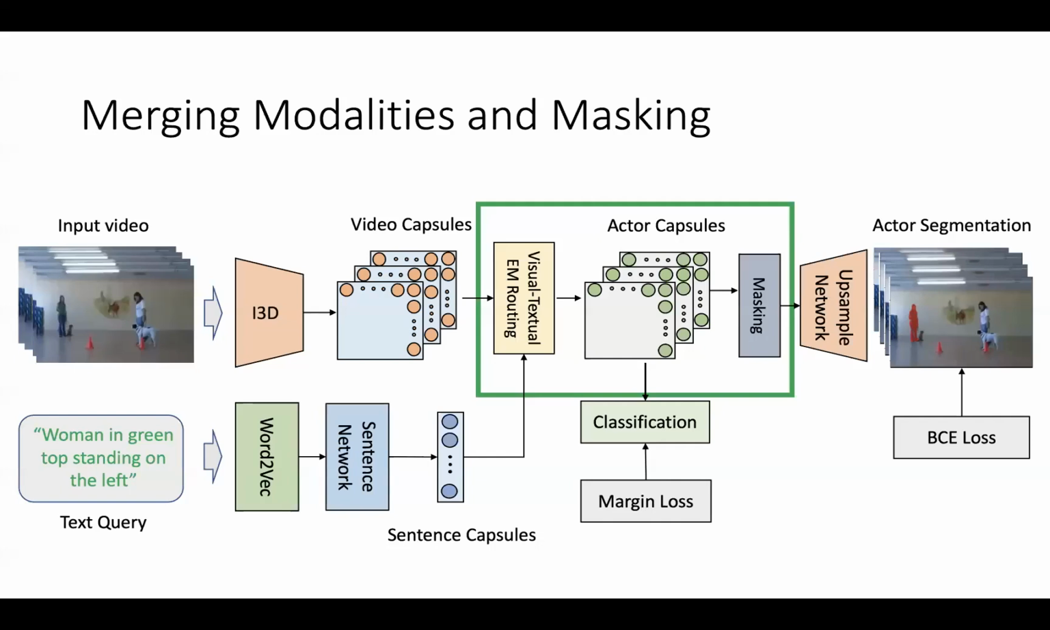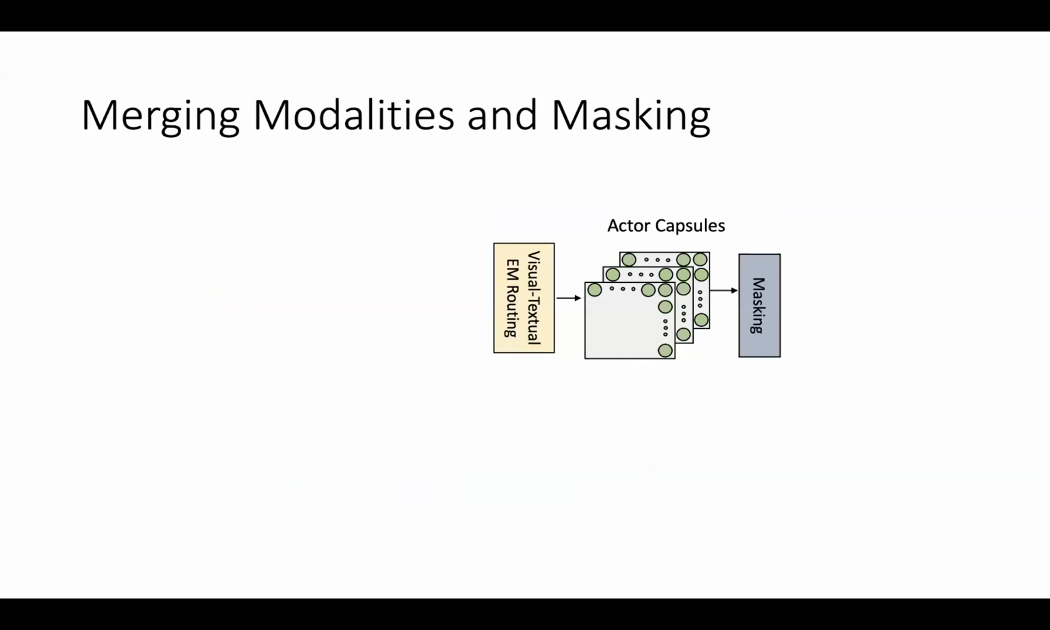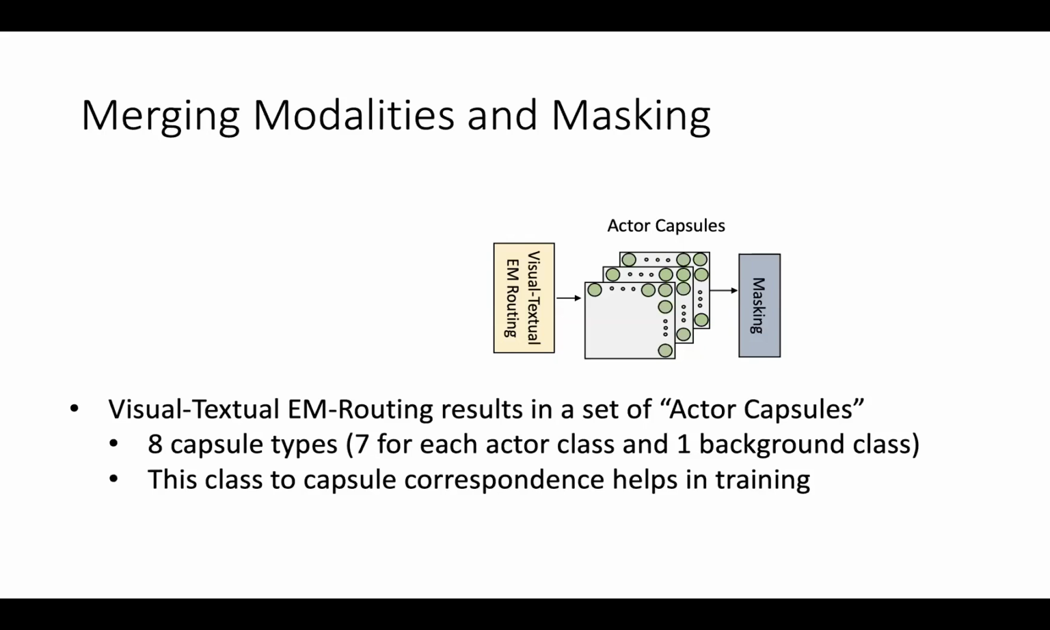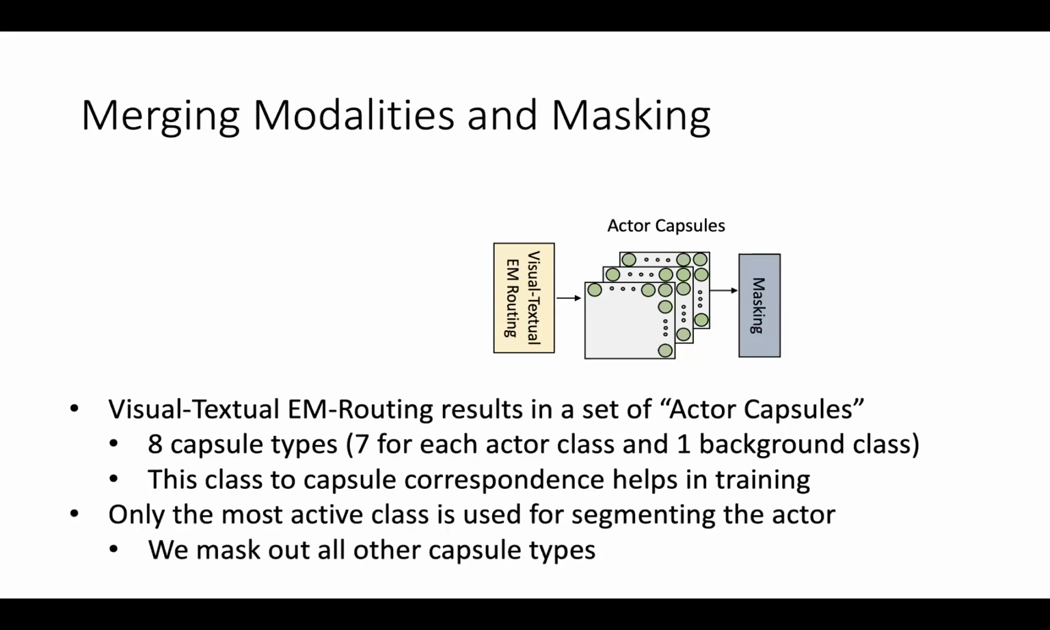Once we have the video and sentence capsules, we pass this through our visual textual routing algorithm. And the output is a set of actor capsules. In this case, we have 8 capsule types because the data set has 7 actors, and we have an additional capsule type which corresponds with the background class. We find that this class capsule correspondence helps during training. And this is mainly due to the masking operation. So we perform this capsule masking, which was brought up in VideoCapsuleNet, where we mask out capsule types which are not relevant to the query.